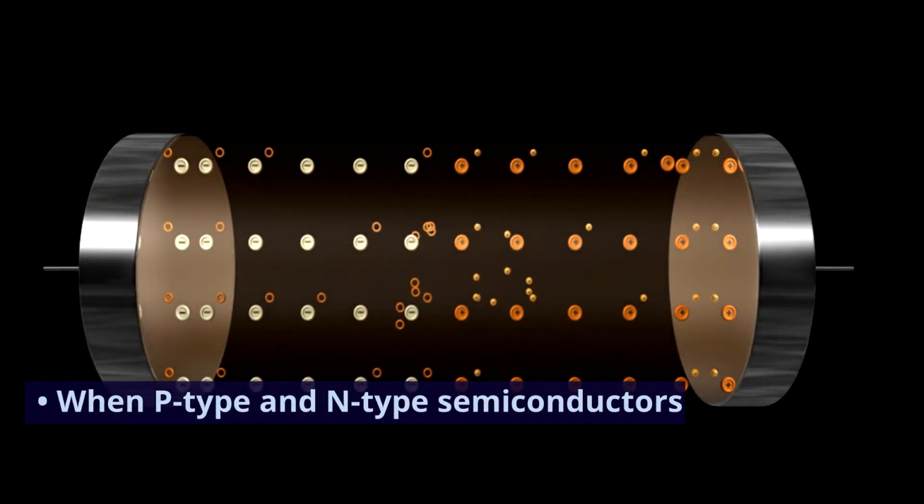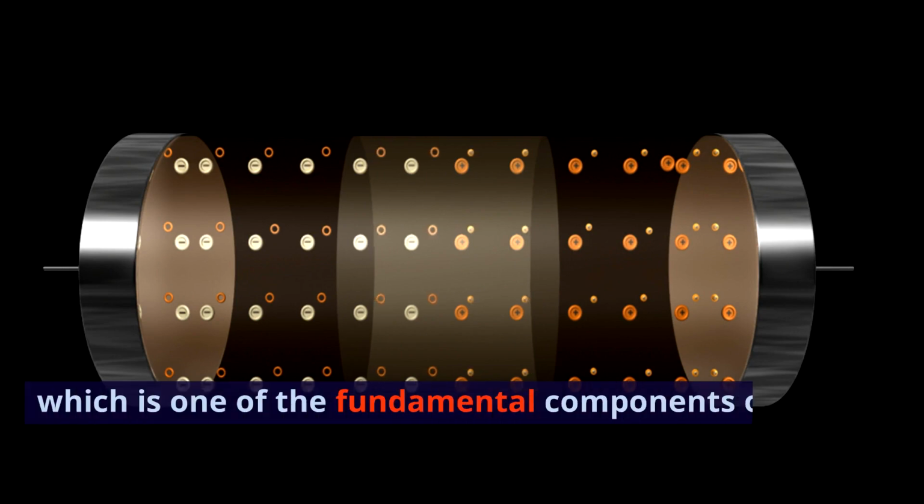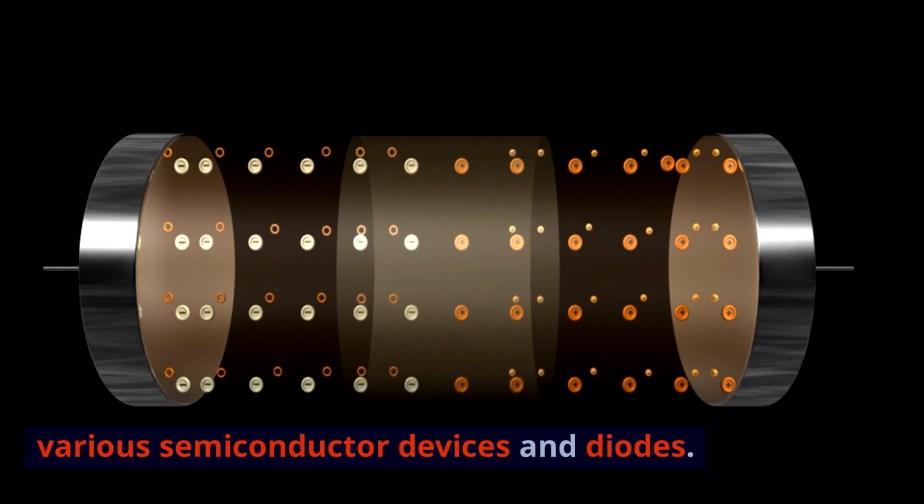When p-type and n-type semiconductors are combined, a p-n junction is created, which is one of the fundamental components of various semiconductor devices and diodes.